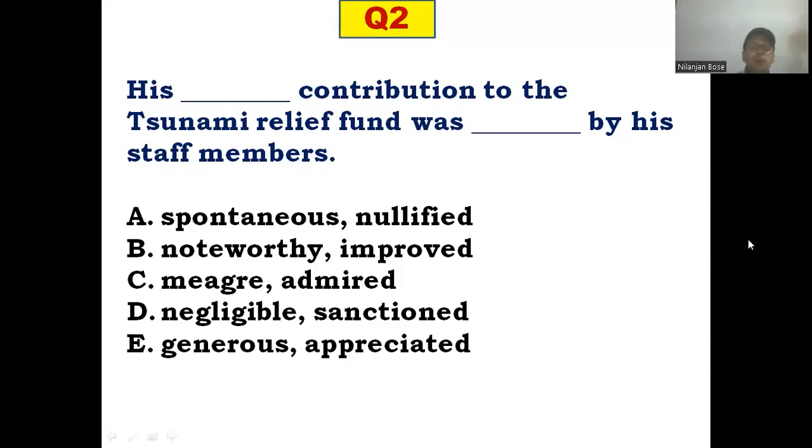If you are contributing wholeheartedly, generously, with a lot of generosity, then definitely it is going to be appreciated. So from the second blank, you can attack and you can easily come up with the answer. And your correct answer is, in this particular case, option E. Let us move to question number 3 and let us know what should be our approach so that we can get the answer easily.